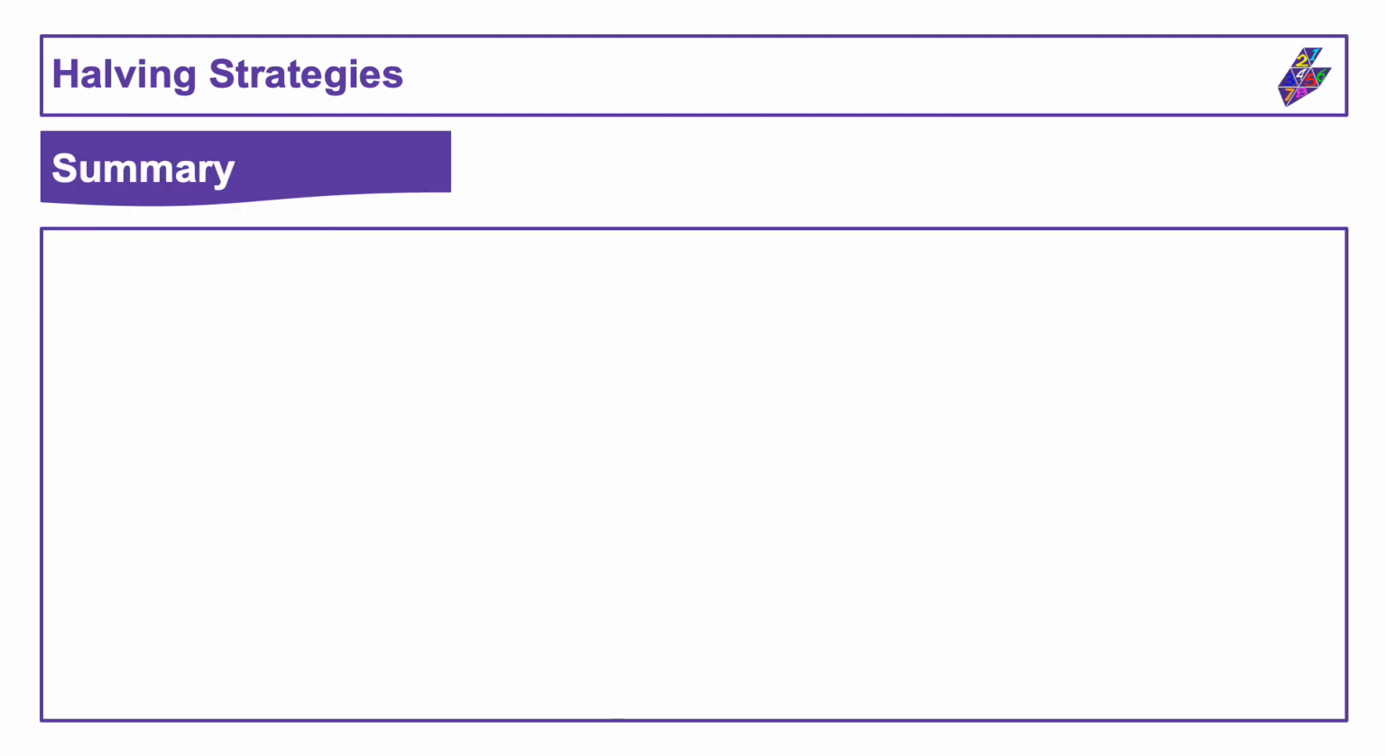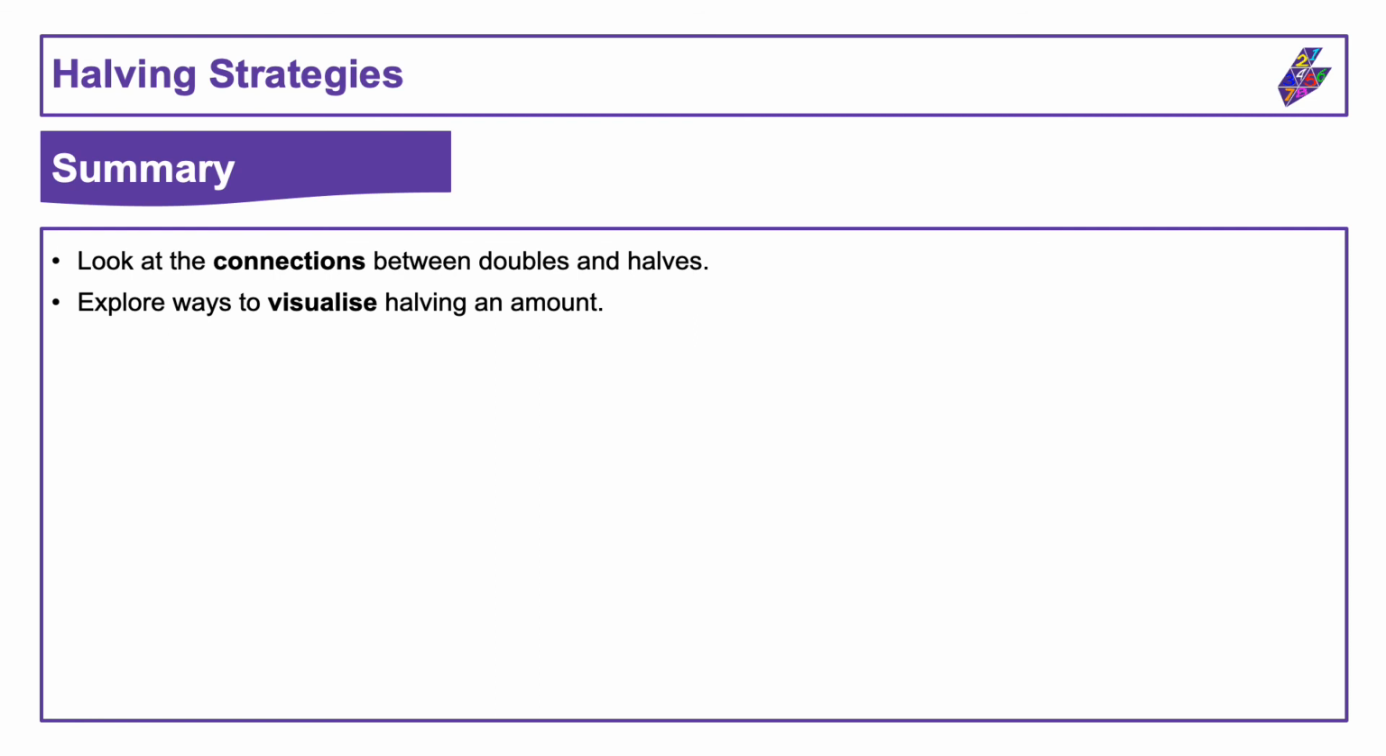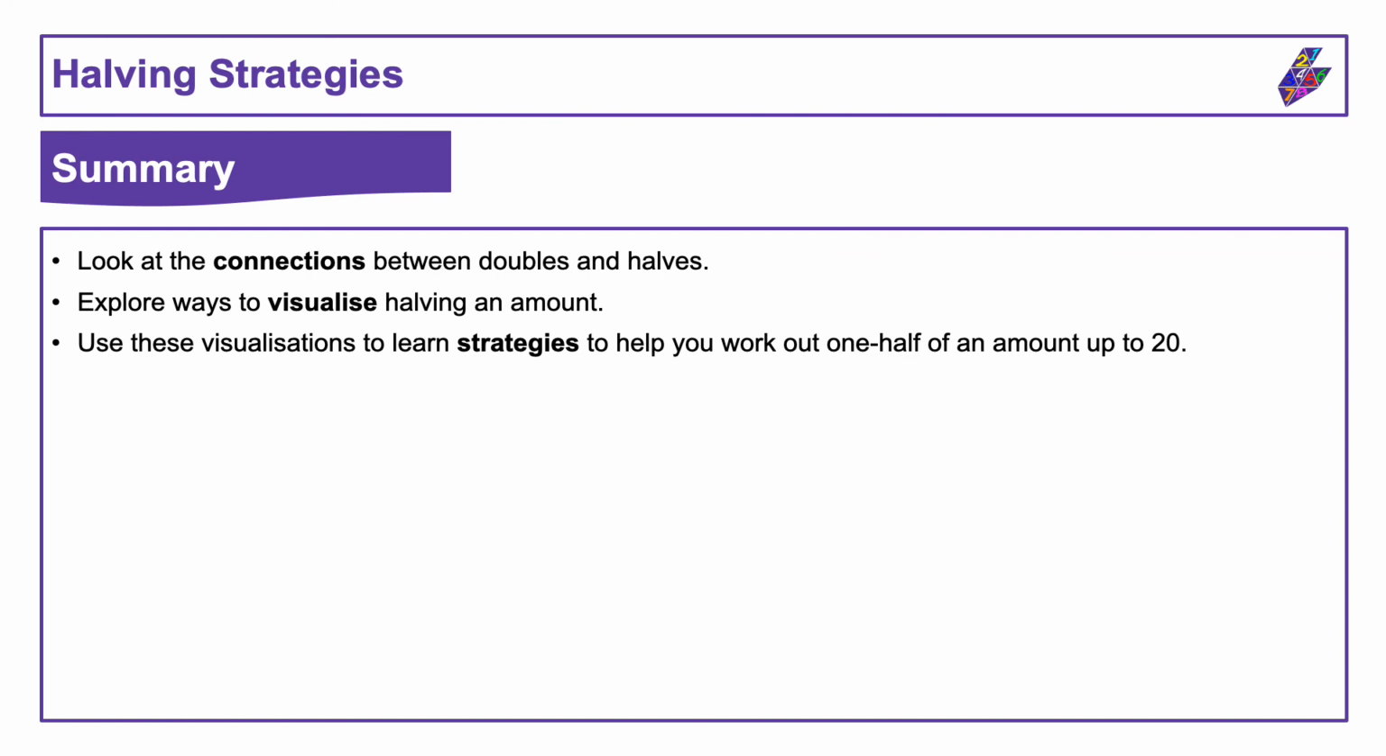You'll have an opportunity to try out these strategies with other halves within 20 as part of the quiz, if you're going on to do that. But to summarise, we've looked at the connections between doubles and halves and explored how they can be thought of as opposites of each other. We explored ways to visualise or create a picture in your mind of amounts up to 20. And we used these visuals to help us to make sense of strategies that can be used to work out 1/2 of numbers to 20. You may have found that you already started to just know some of these doubles and half facts while we were going through this video. But if you didn't, you'll soon know them.